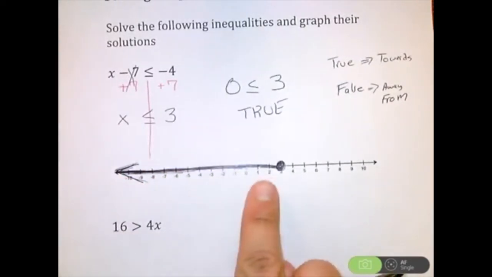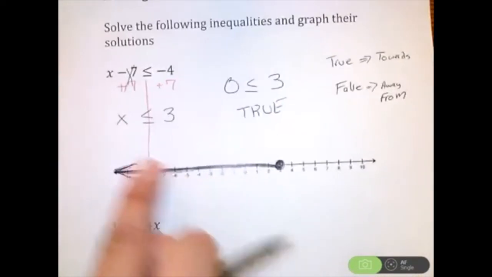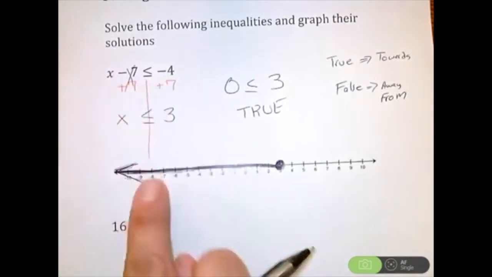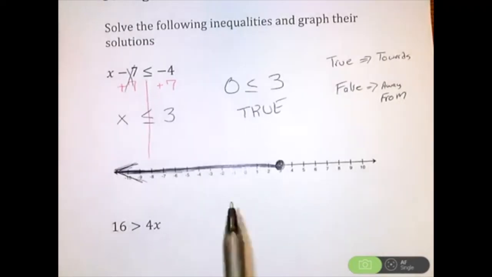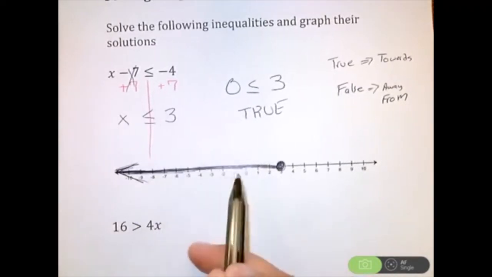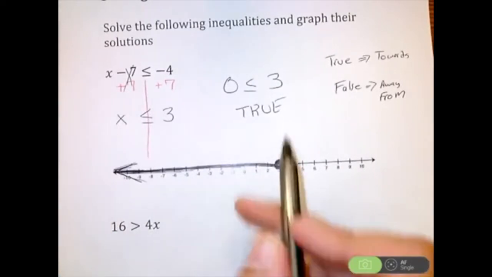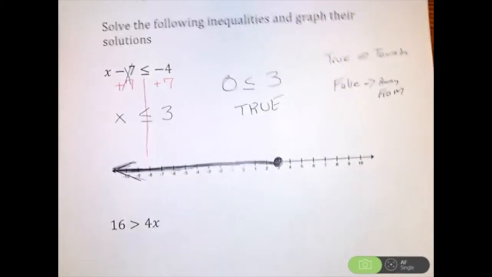What this means is all these numbers that are shaded, including the 3, since it's a filled-in circle, if I plug any of these numbers into the original inequality, they're all solutions. They're all going to give me correct and true inequalities. That's what this means. So all of these are solutions, not just 3. And yes, because of the equal sign, 3 is too. All of these numbers are solutions.